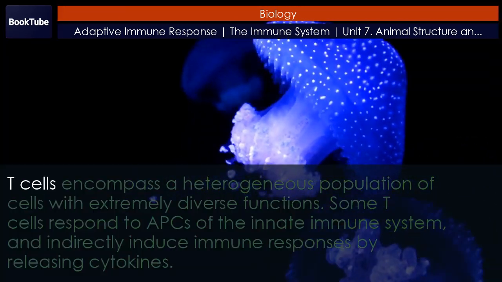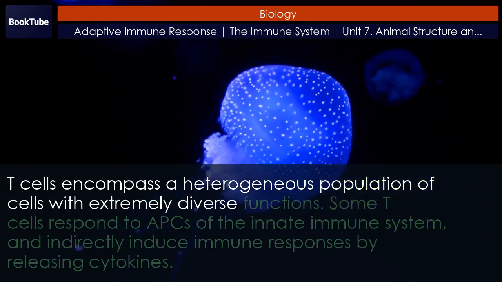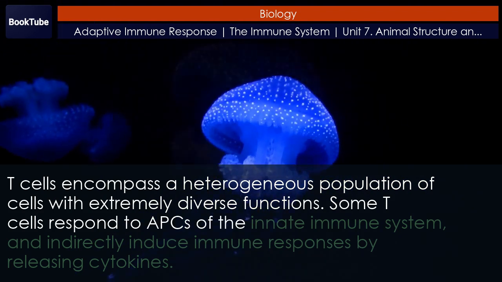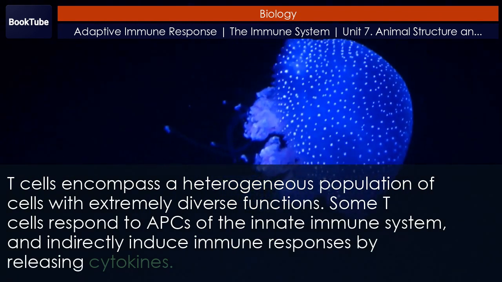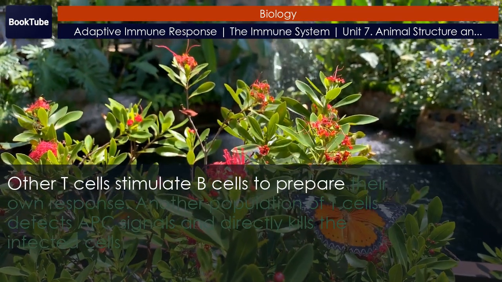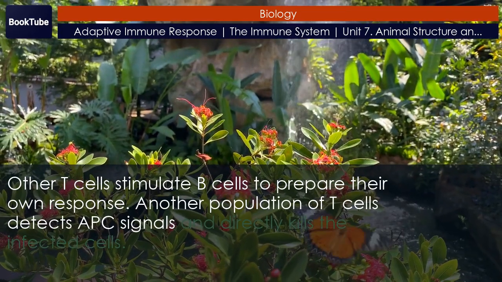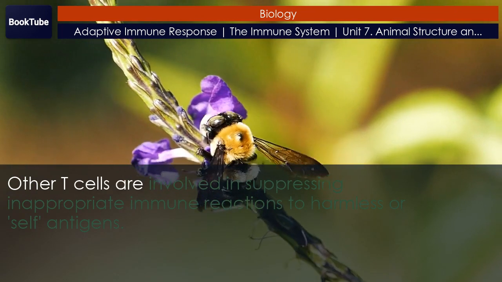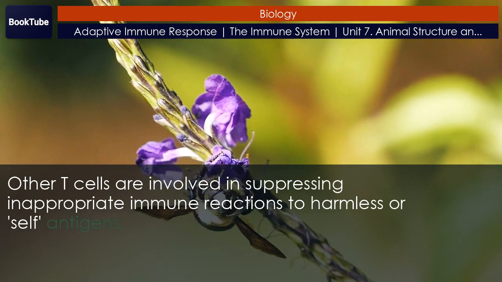T cells encompass a heterogeneous population of cells with extremely diverse functions. Some T cells respond to APCs of the innate immune system and indirectly induce immune responses by releasing cytokines. Other T cells stimulate B cells to prepare their own response. Another population of T cells detects APC signals and directly kills the infected cells. Other T cells are involved in suppressing inappropriate immune reactions to harmless or self antigens.